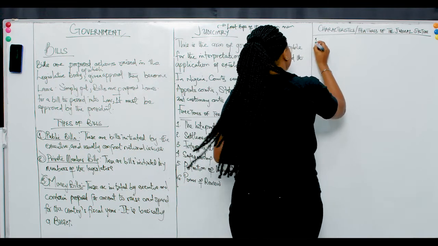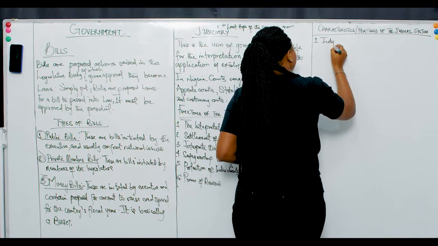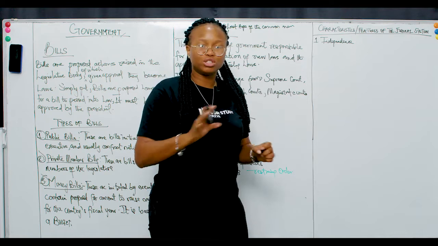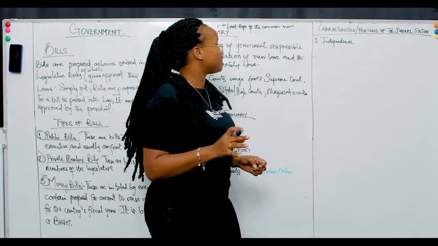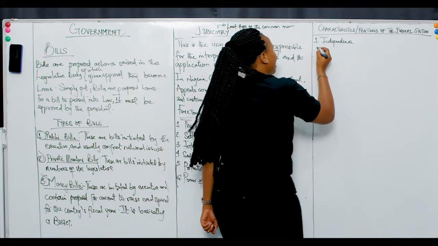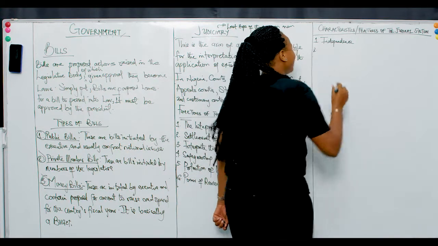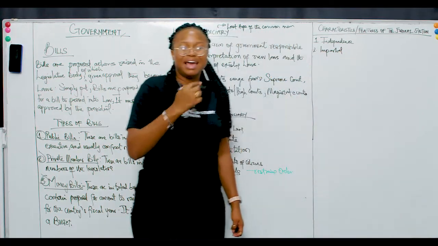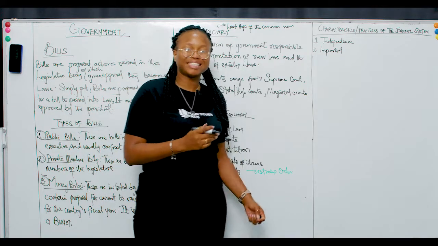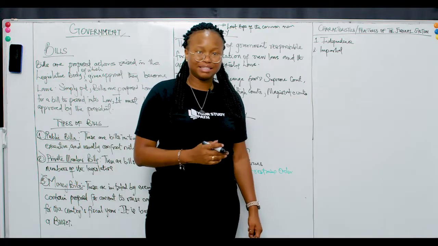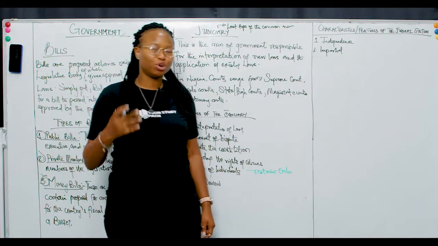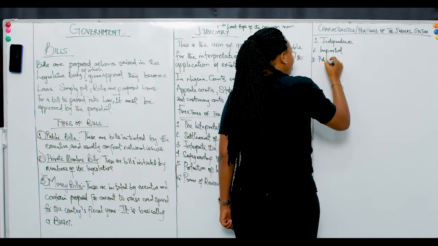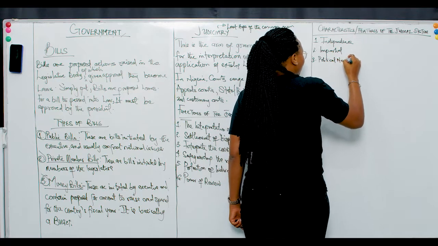First, and this is the most important, is what we call independence. They should be free from bias, so that they can operate as a judicial system that is politically neutral. We have what we call political neutrality.